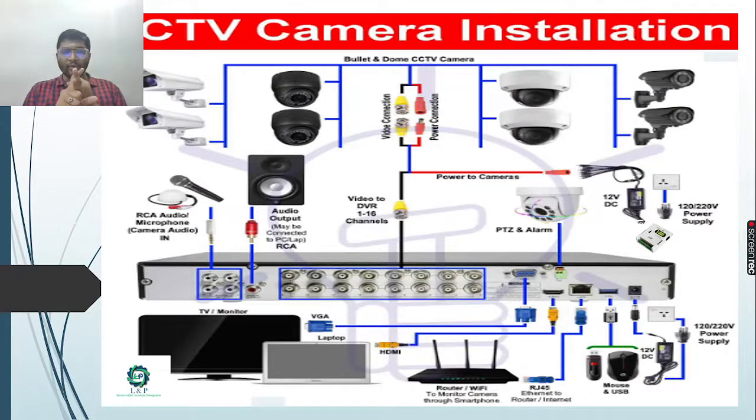And for the signal cables, all the channels we need to connect properly with the DVR. Okay, and here we have HDMI to connect with the monitor. If you're planning to connect to a normal monitor, cables are also available. If you're planning to monitor with the routers, that is also available. From the router you can communicate with the smartphones.